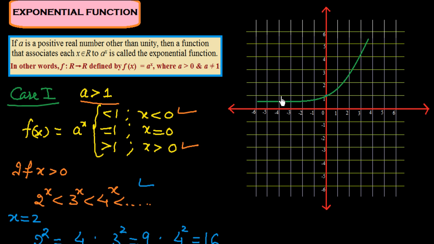This is the graph we get, because in this way we get this graph. It is y is equal to a power x, where a is greater than 1. We get this sort of graph because on the right side, where x is greater than 0, we are getting the greatest value of a power x, and where x is smaller than 0, we are getting the smaller value here. Okay, so we get it in this way.